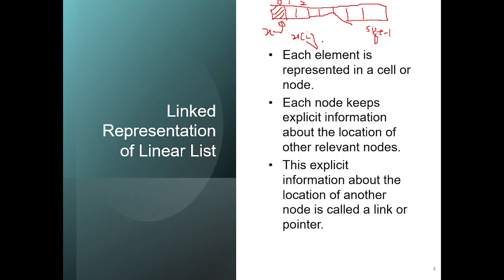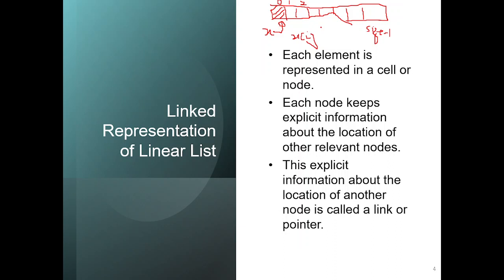Now when we use an array to represent a linear list, we have this facility of the index to access the elements in that list. The index gives order to the elements in the list. We use the index of the array to specify the order of the elements in the linear list.